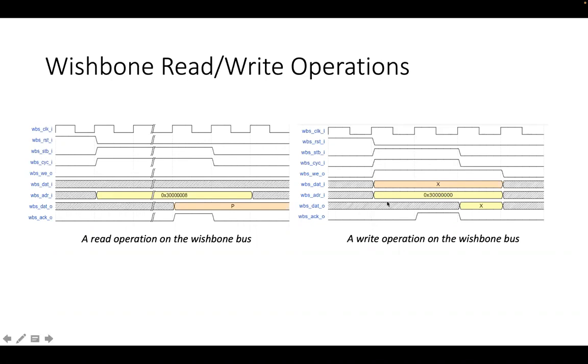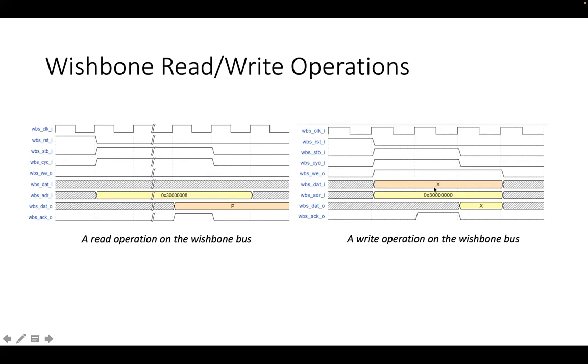Okay, so the write operation, mainly the same things. In order for a valid data transfer to take place, we need to have the strobe and cycle set to 1. So here both of them are high. This time we have a write operation, so the write enable should be set to high as well.